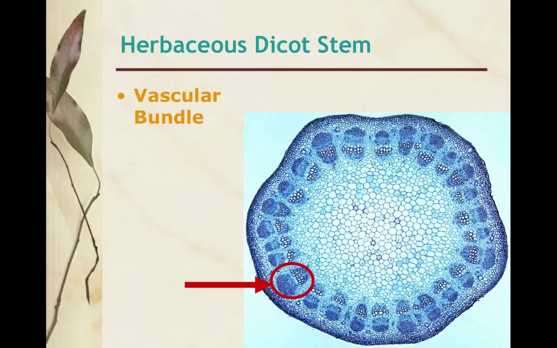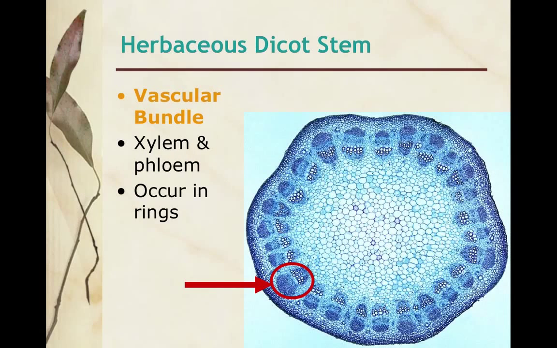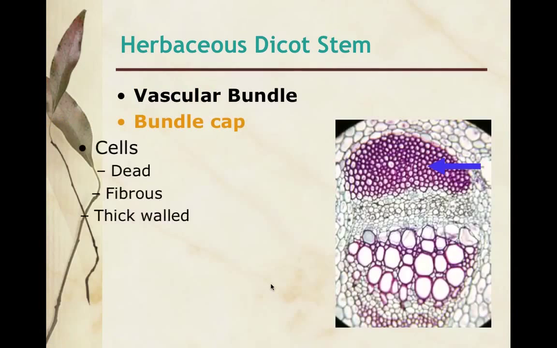And then there's the vascular bundle, which is the xylem and phloem, and it occurs in a ring structure, remember, because this is a dicot, so it's going to occur in the ring structure. Now we're going to zoom in on one of these, okay, one of these vascular bundles there.